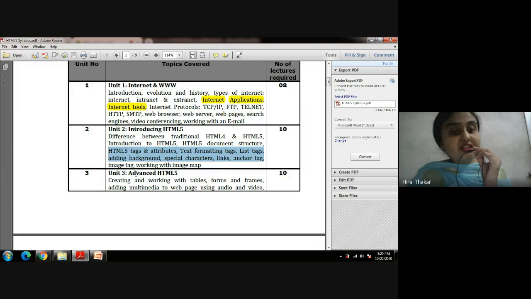In unit number 3, we will be learning more tags, but this time the tags would be advanced. I will teach you how to create forms. Like in every website, there will be some registration form, some feedback form, query form, so many kinds of forms. And we are able to create different tags for different websites. So that is the meaning of tag.